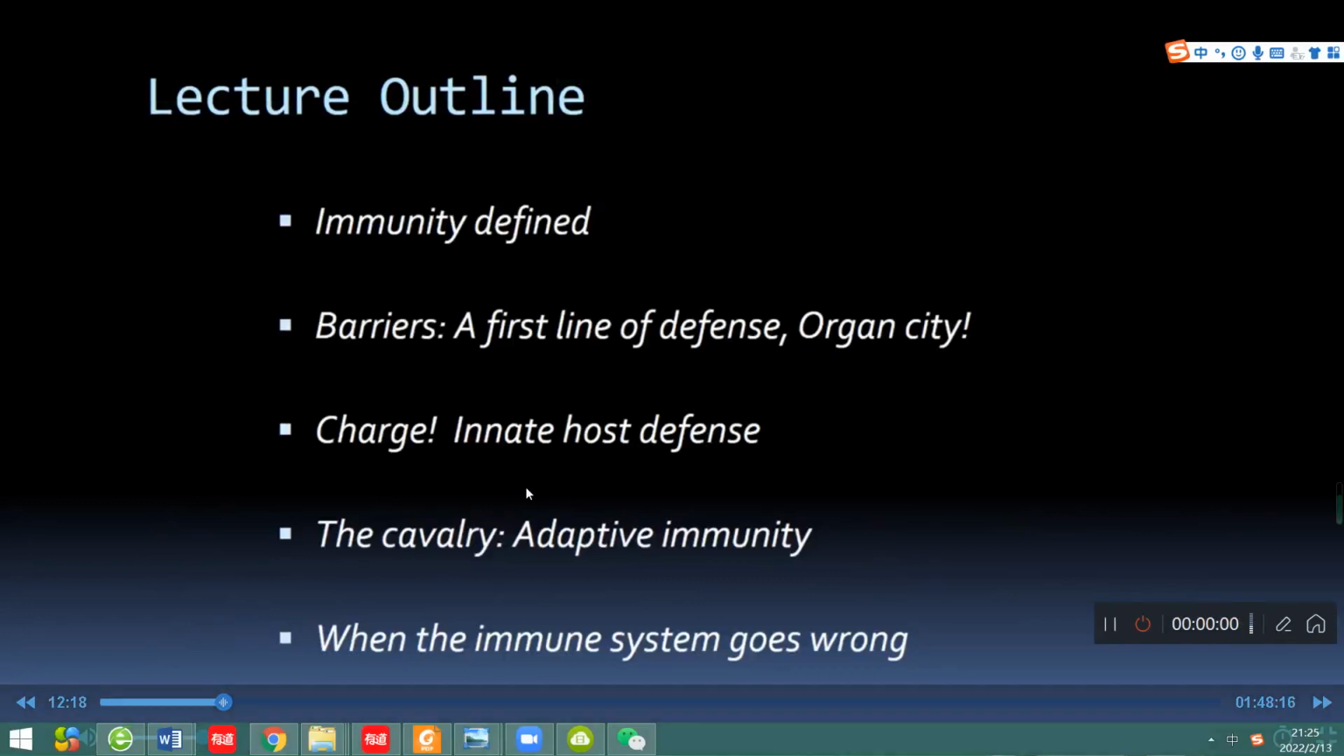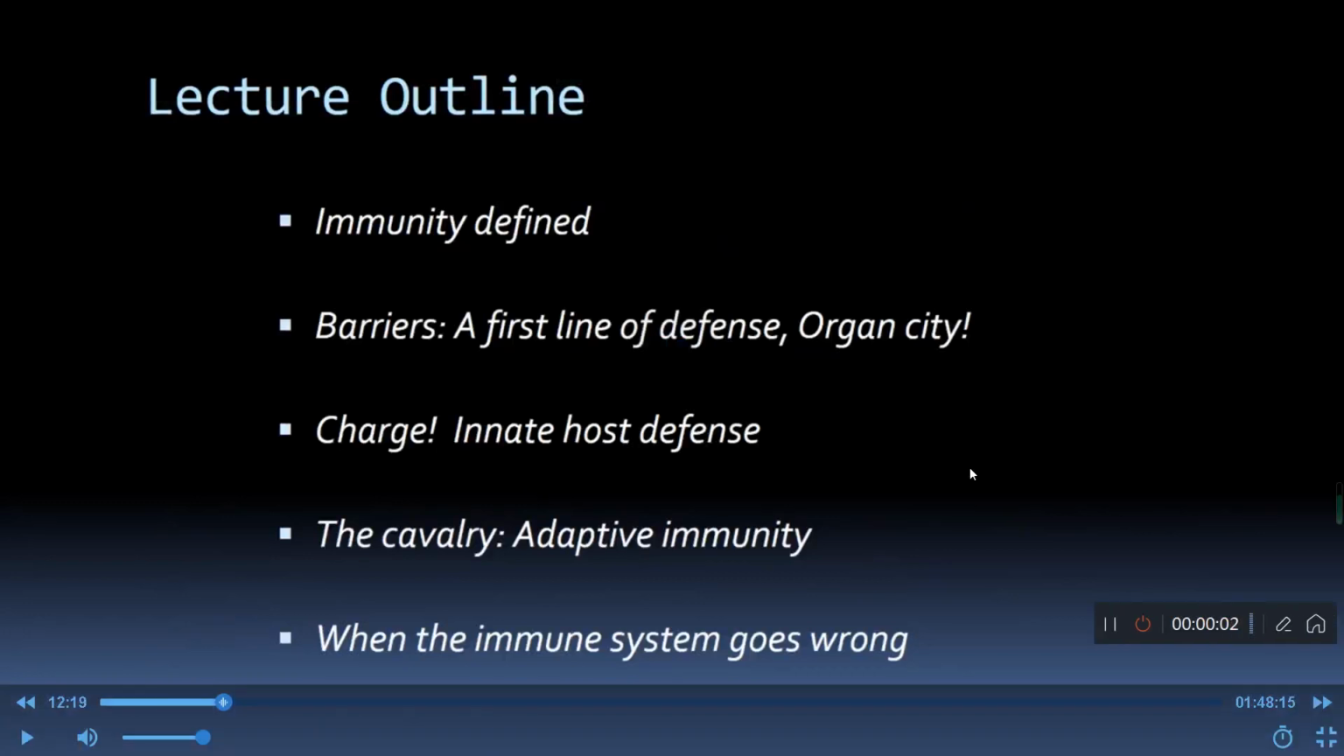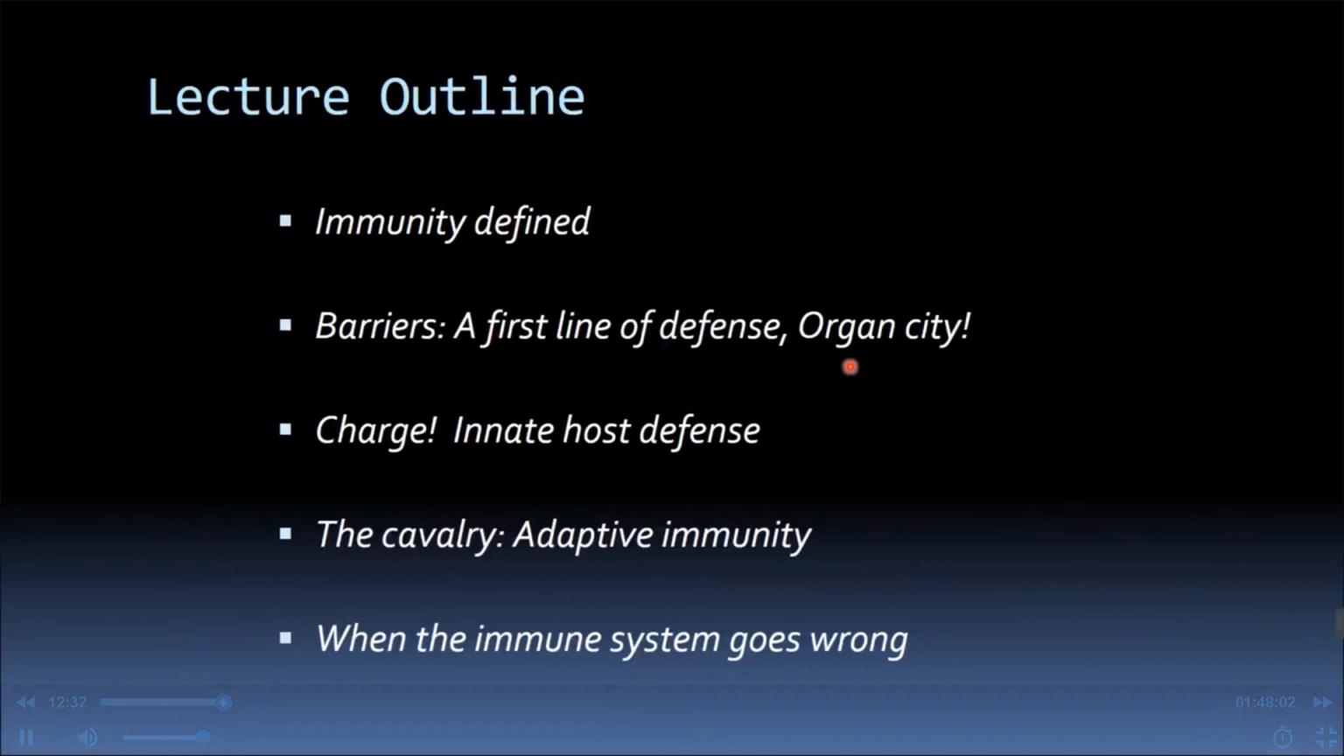In this lecture, what we're going to do is define what immunity is very briefly. We will look at your barriers, which are truly the first line of defense. And then we're going to get into some organs. We're going to talk quite a bit about where the immune system plays out. Basically, we're going to give you a context. We're going to show you what the organs are, where they're located, and essentially how they function.